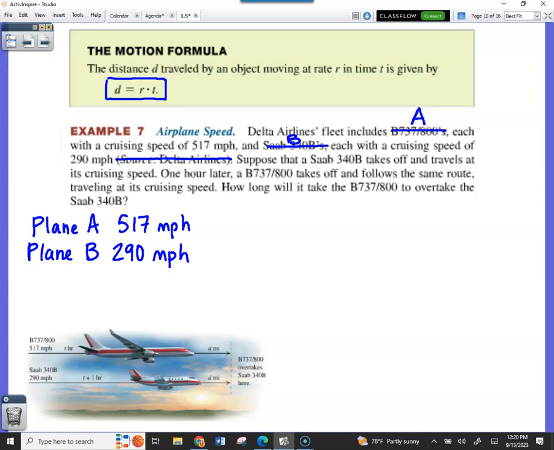Suppose that the Saab, which one was that? B, takes off and travels at its cruising speed 1 hour later. Which one's this? Plane A takes off and follows the same route, reaches its cruising speed. How long will it take? What does this imply to find? How long will it take is telling you to find T. This means find T. The B-737, that was A, to overtake plane B.